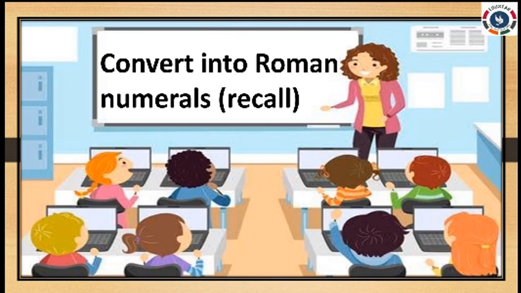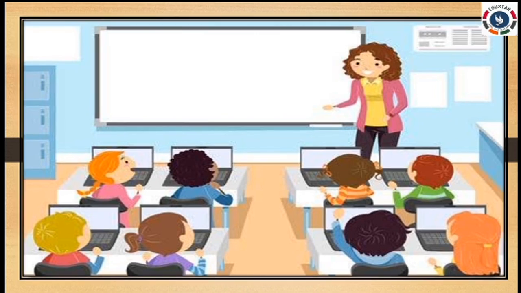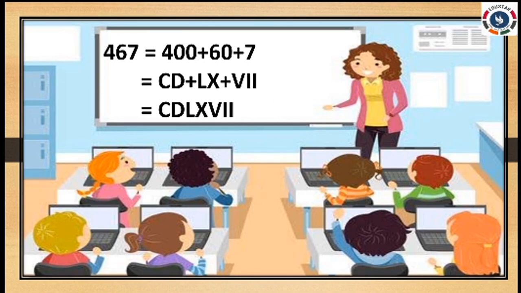Already we studied this in the last class. Just we are going to recall. Let's move now. 467. First you have to expand the number. 4 is in the hundreds place, 400, plus 6 in the tens place, 60, then 7 in the ones place, 7. So 400 plus 60 plus 7.